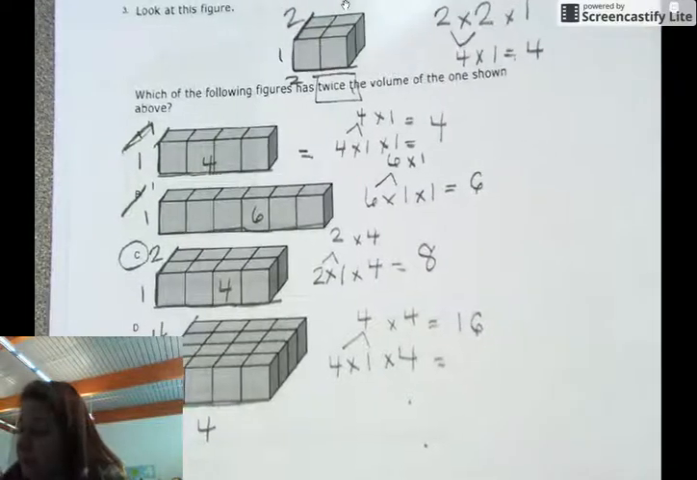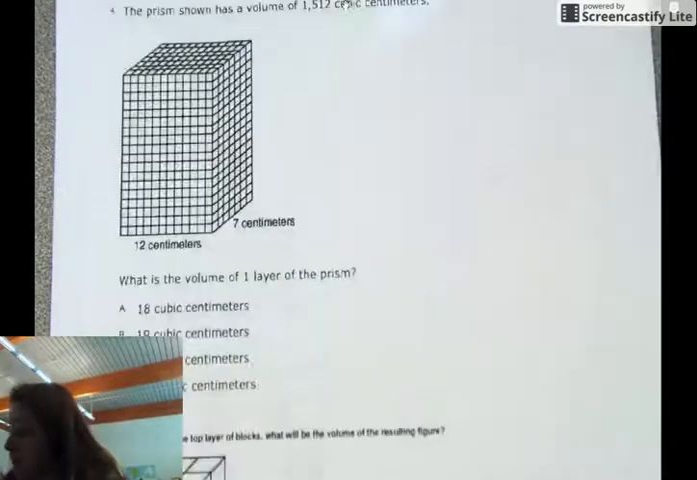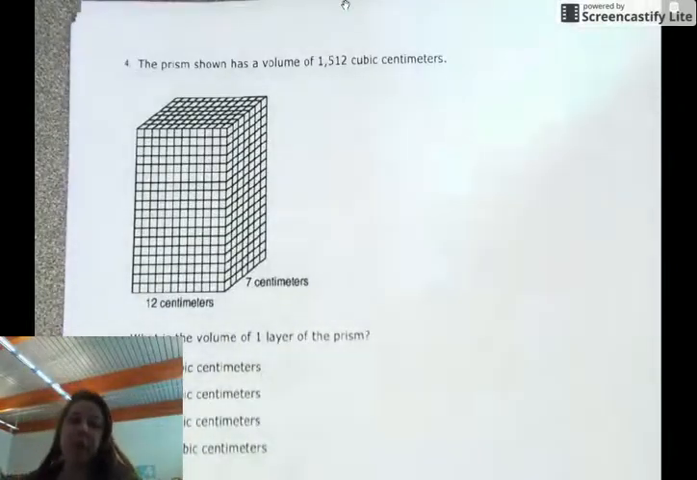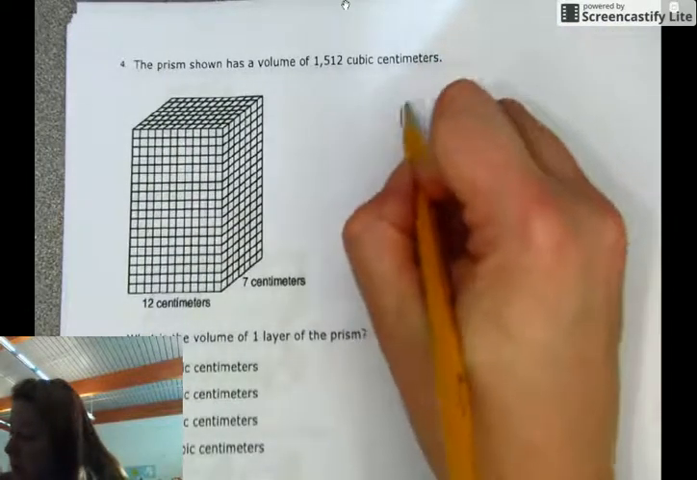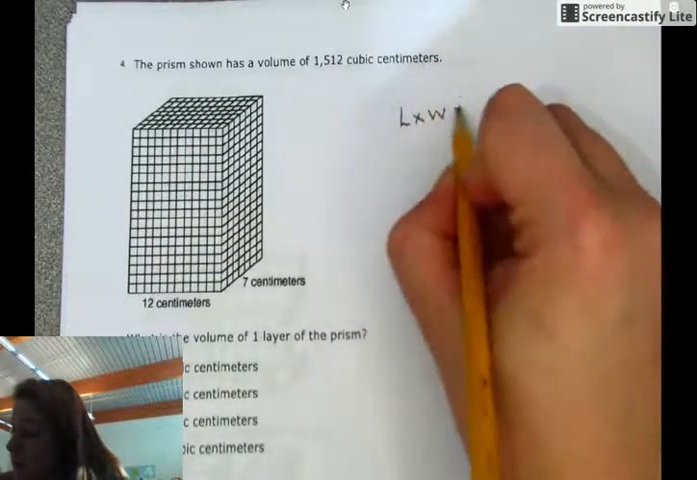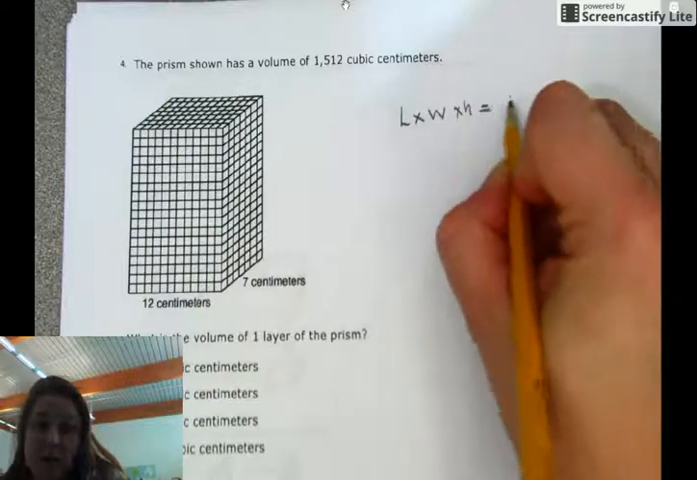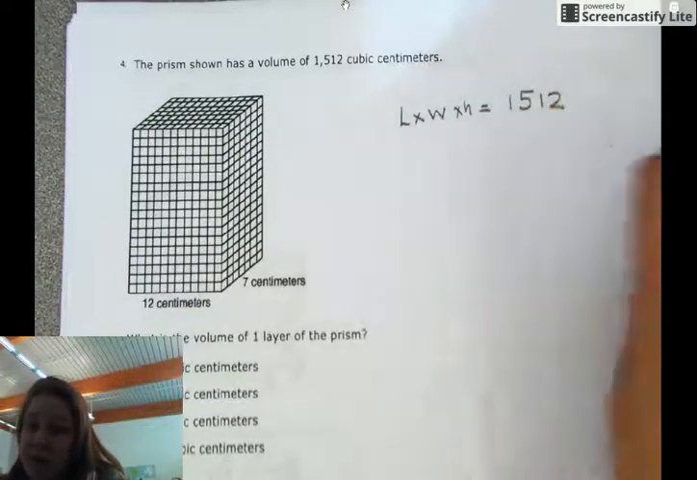Okay. Question number 4. The prism below shows the volume of 1,512 cubic centimeters. What is the volume of the first layer of the prism? So here's what you have to look at. The volume is this. So you have length times width times height equals 1512.